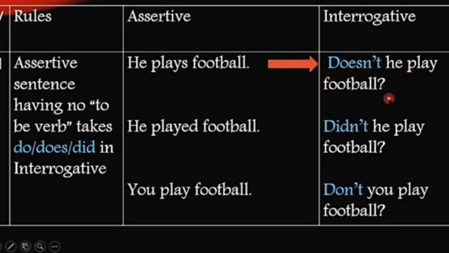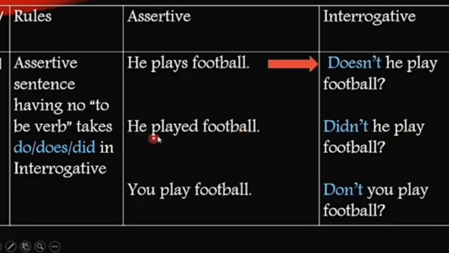Doesn't he play football? Here we have taken does and we have added not with it. Why have we added not? Because if the assertive sentence is positive or affirmative, then the interrogative will be a negative one. And at the same time, if the assertive is a negative sentence, then it will be affirmative when it is turned into an interrogative sentence. So let's move on to the next one.